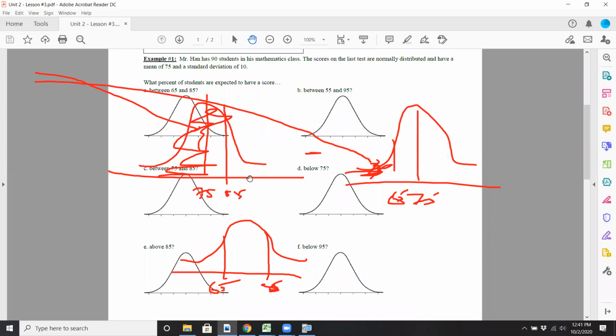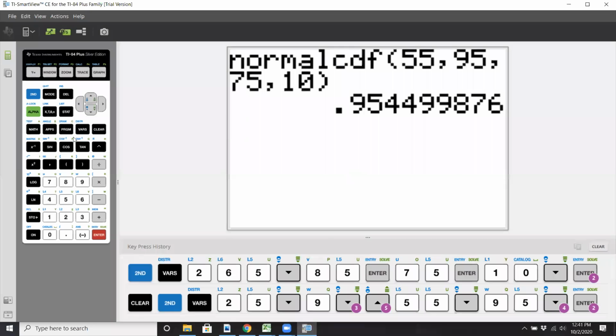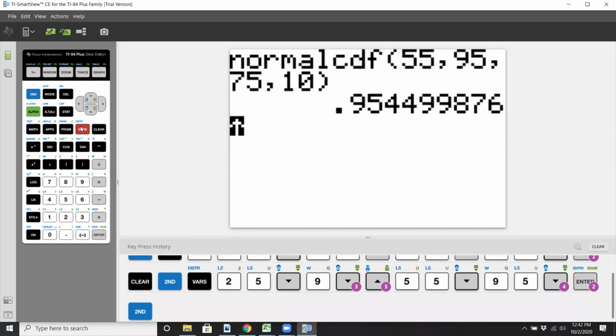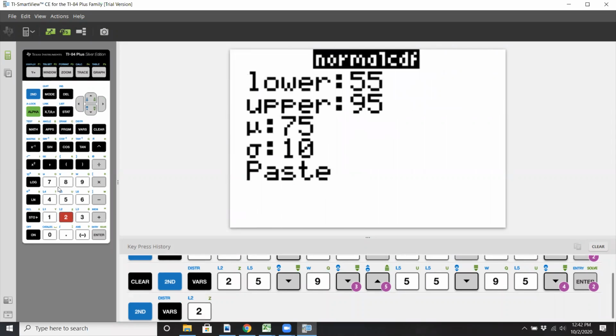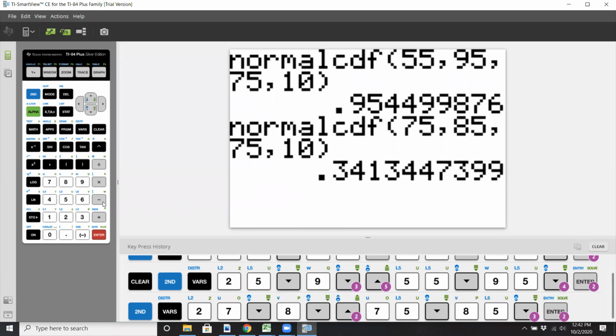I'm going to use a calculator instead, because that's just what I'll expect when we do have live classes and stuff like that. And plus, you should not use a calculator. So you could do that same thing for C. You know, just punch in 75 and 85. I'll do it really quickly here. So second, distr, option 2. So I'll go lower 75, upper is 85. And, gotta rewrite 75 and 85. Let's paste it. So you get 34%. So that's part C.